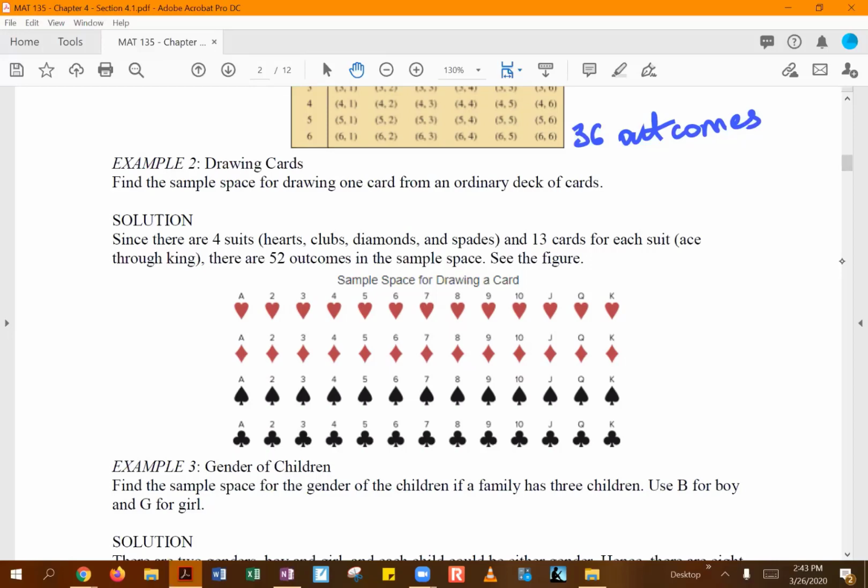So you can see our cards, of course, go from an ace, 2, 3, 4, 5, 6, 7, 8, 9, 10, and then you have the jack, the queen, and the king, and that's going to be for your hearts, diamonds, spades, and clubs, right? So that's going to be your sample space for drawing a single card from an ordinary deck of cards. So in this case, you will have a total of 52 outcomes.